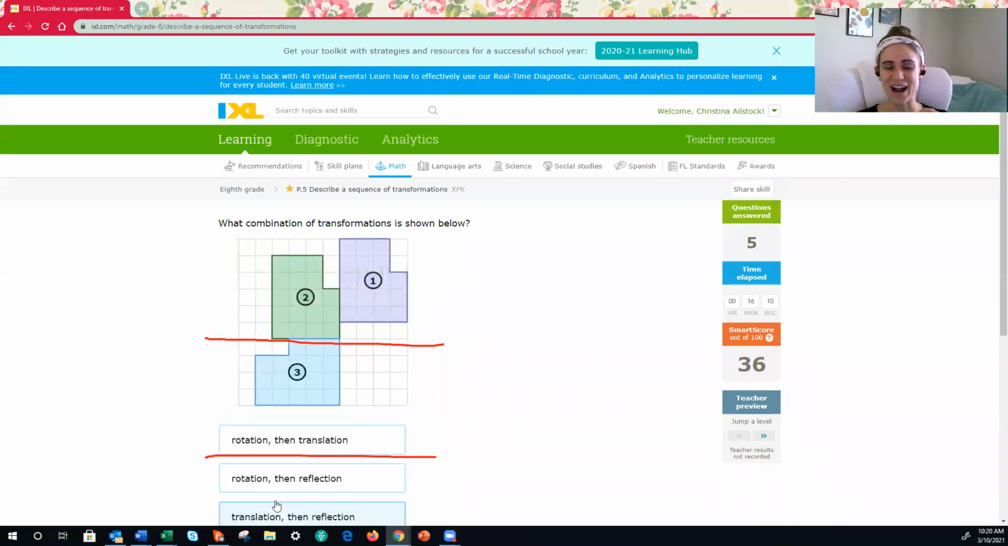Perfect. All right, guys, I really hope that this helped you understand how this assignment works. And please just remember the 3 transformations are a translation, it slides, a reflection, it's a mirror image, so it flips, and a rotation, that's a turn, it is rotated.